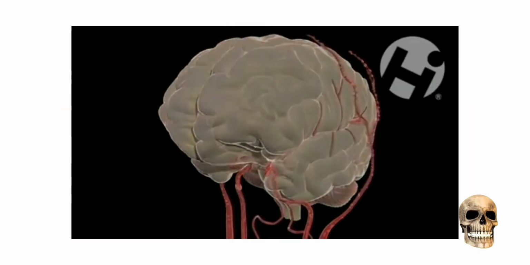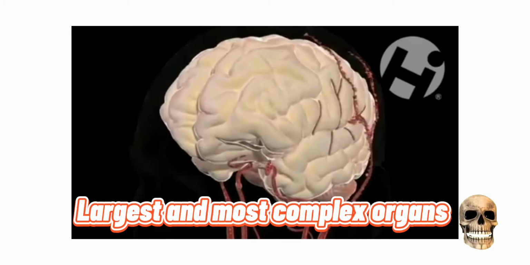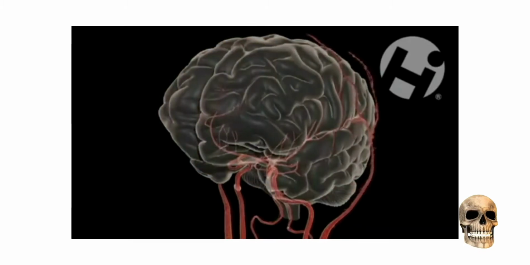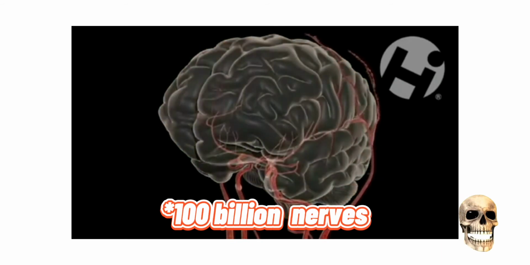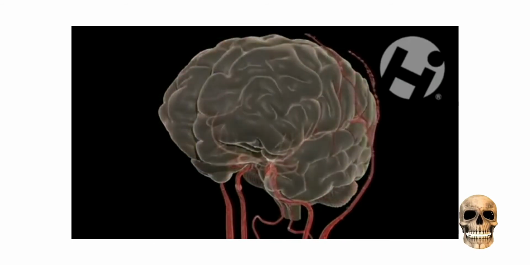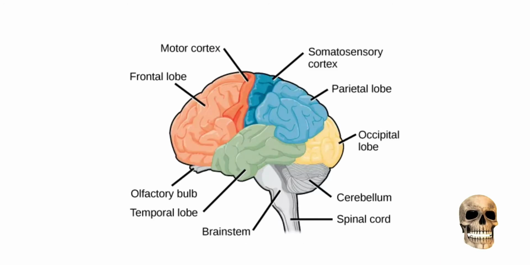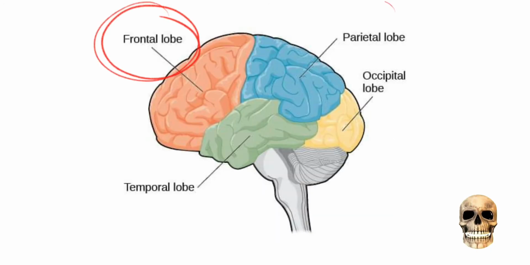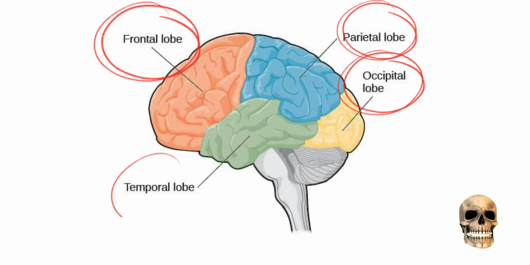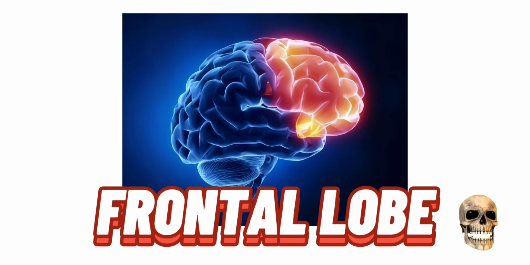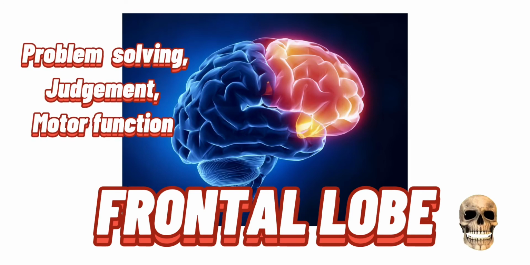The brain is one of the largest and most complex organs in the human body. It is made up of more than 10 billion nerves that communicate in a trillion connections called synapses. The brain is divided into several lobes, namely frontal lobes, parietal lobes, temporal lobes, and occipital lobes. The frontal lobes are responsible for problem solving, judgment, and motor function.